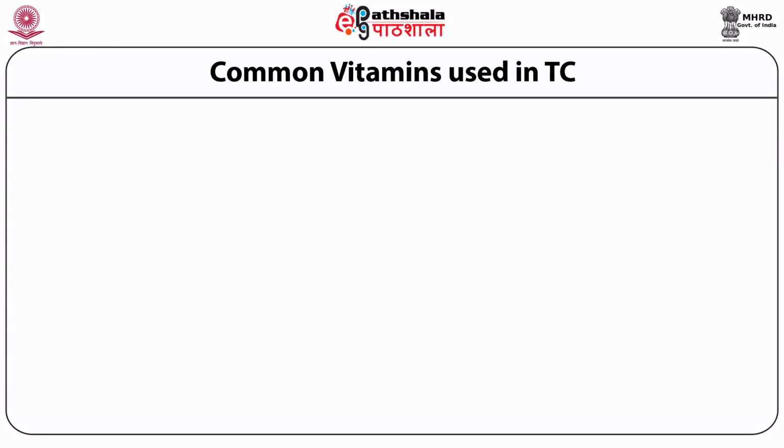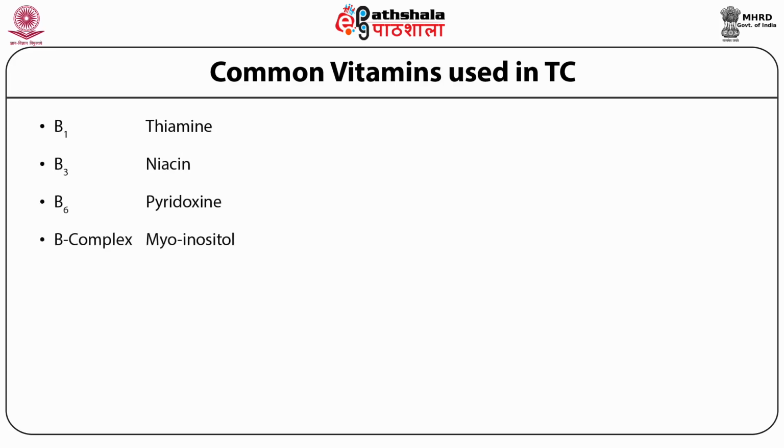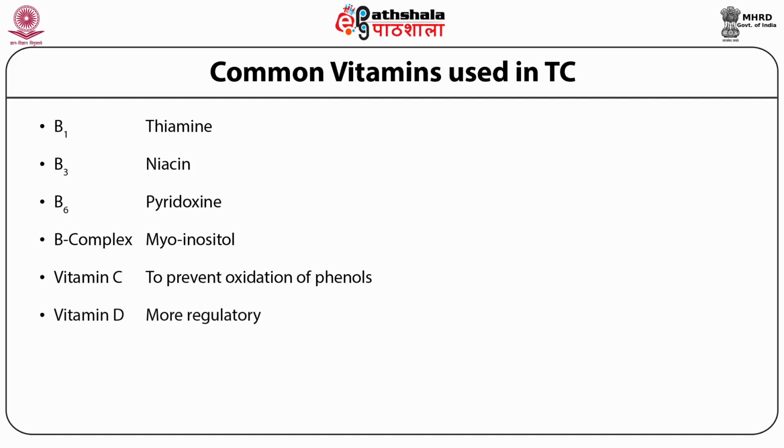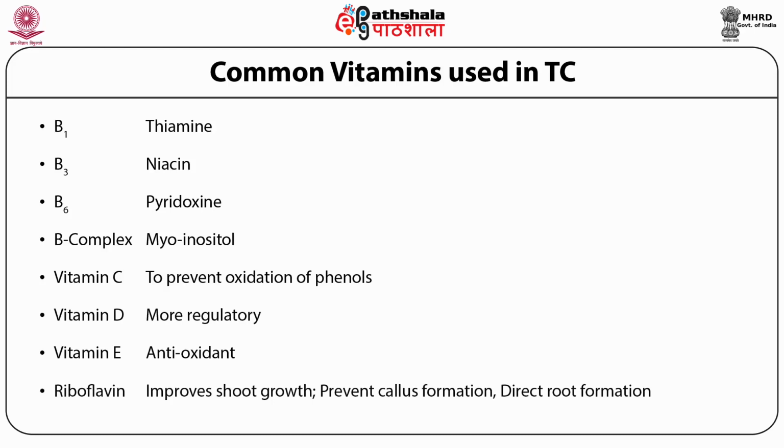The most commonly used vitamins are B1, B3, B6, and B complex. We meet them through various sources, like B1 is through thiamine, B3 is through niacin, B6 pyridoxine, B complex myoinositol. Then vitamin C, that is largely to prevent oxidation of phenols. Vitamin D, it's more regulatory. Vitamin E, which is again an antioxidant. Riboflavin, which improves shoot growth, prevents callus formation, and leads to direct root formation. But these are some of the examples, and the list is very long and it varies from species to species.